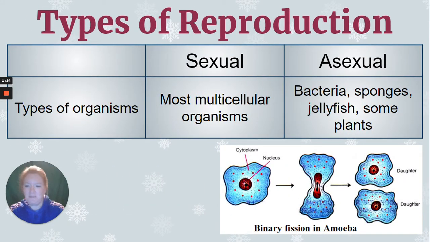What about the types of organisms that undergo these types of reproduction? Well, for sexual reproduction, it's most multicellular organisms. So if an organism has more than one cell, it's probably going to go through sexual reproduction. Asexual reproduction is limited in the types of organisms that go through this process. It includes bacteria, sponges, jellyfish, and some plants. Now, some plants, interestingly, can go through either asexual or sexual, depending on their environment.